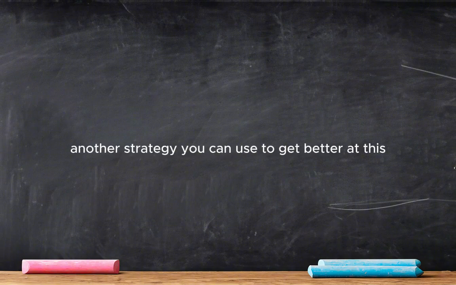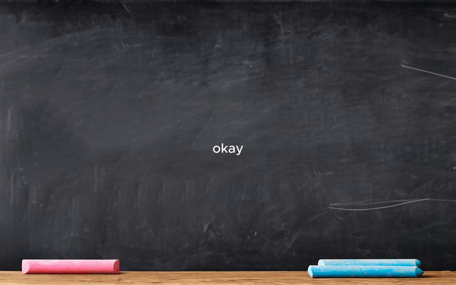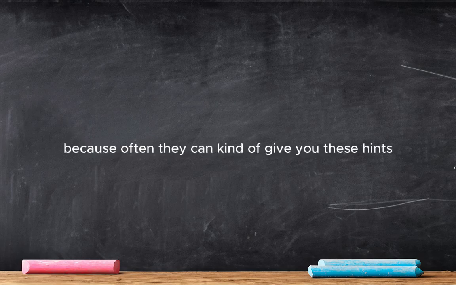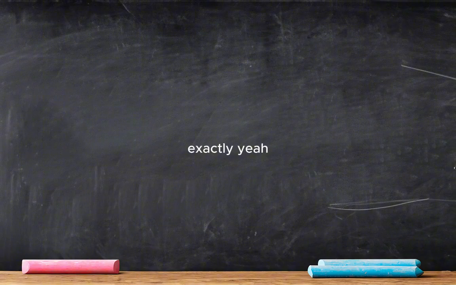Yeah, and another strategy you can use to get better at this is to look for synonyms or antonyms in the sentence or the surrounding sentences. Okay. Because often they can give you hints about the meaning of that unknown word. So it's almost like a built-in decoder ring. Exactly, yeah. For you to figure out the vocabulary. I like that. The decoder ring, that's great.